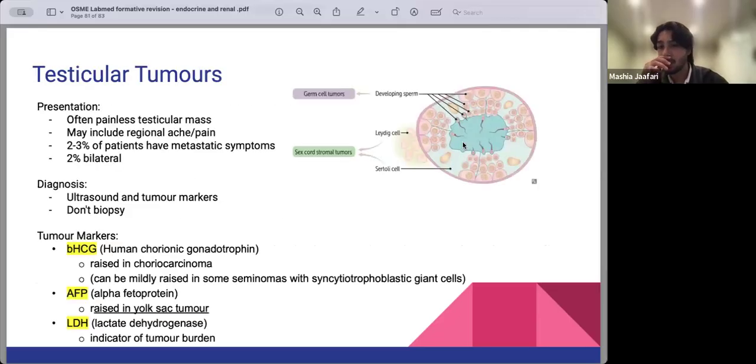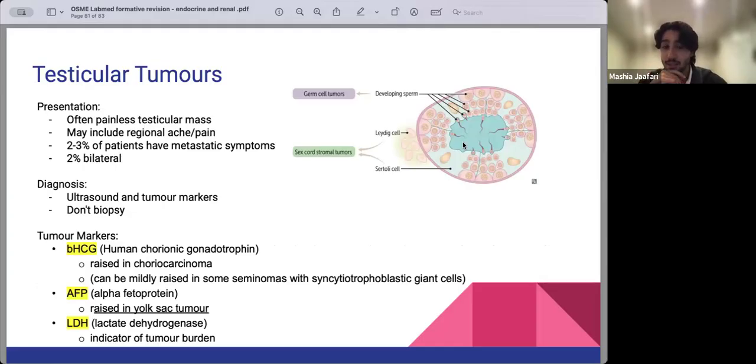Okay, testicular tumors are really annoying to learn because there's a lot of different types. There are two main distinctions, germ cell versus sex cord stromal. The germ cell is by far the most important to think about. The germ cells are the actual cells that give rise to our sperm, whereas the stromal tumors are the supportive cells, so Leydig cells, Sertoli cells.